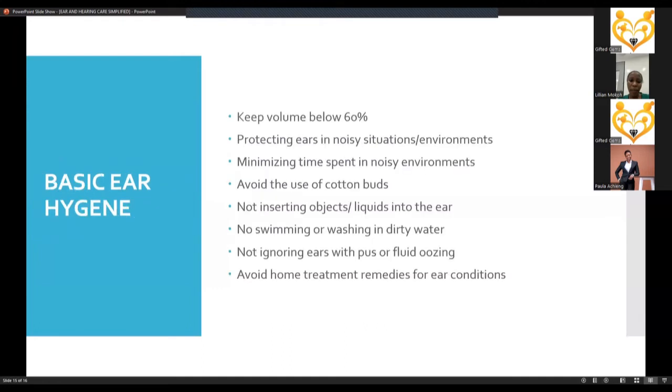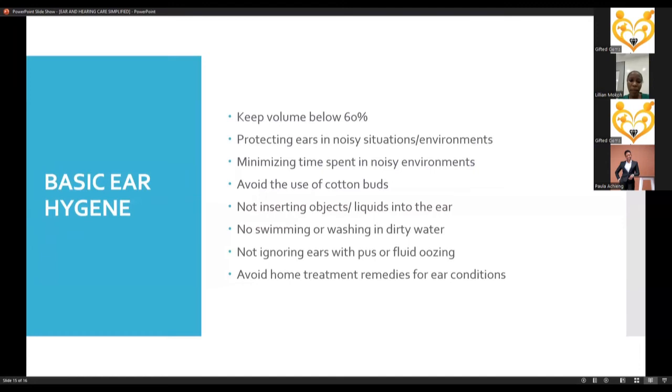So now that is basically about what we do when you come to us. But what are you supposed to do every day so that we can protect our ears? Some of the things are safe listening practices, such as keeping the volume below 60%, protecting your ears whenever you're in a noisy environment, and avoiding the use of cotton buds. Cotton buds lead to wax impaction; they push the wax in the ear, which eventually blocks your ears. Your ears are self-cleaning, so you do not need to use cotton buds to clean them.